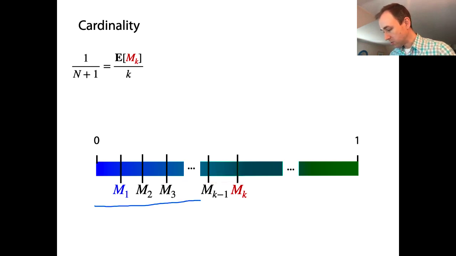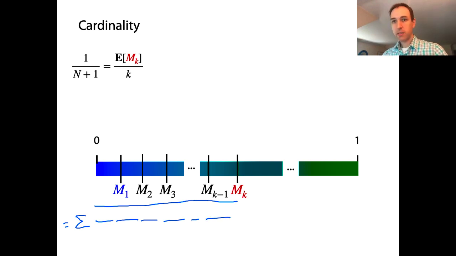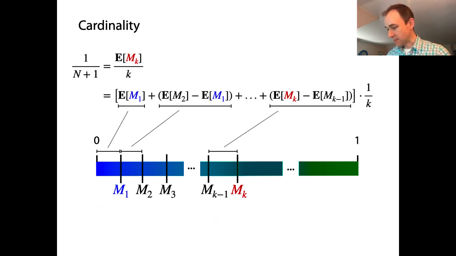If you want the length of this whole thing here, you get it by taking the sum of the little ones from 0 up to m sub 1, and from m sub 1 up to m sub 2, and m sub 2 up to m sub 3, etc. Right? So the length of the range that goes up to big M sub k is nothing but the sum of all these smaller ones. And so that's what tells us that we can think of this as an average.